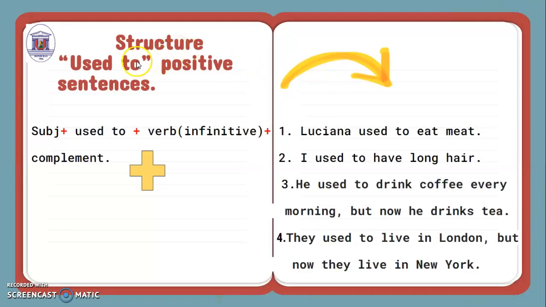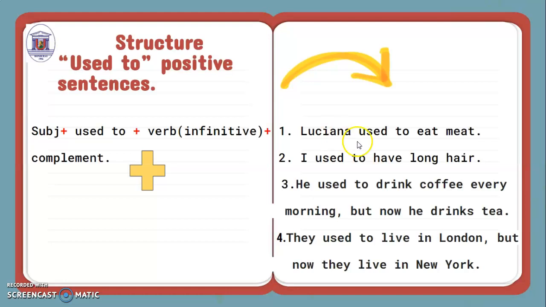Structure. Used to positive sentences. Let's start with how you are going to create positive sentences using used to. Subject plus used to plus the verb in infinitive, of course, plus the complement. Here I have some examples for you.